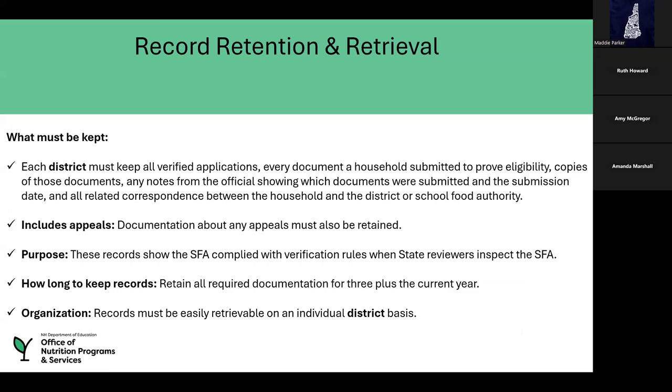What you need to keep: all the verified applications and all the documentation, copies, any notes, documents submitted and the submission dates, all related correspondence between the household and the school district or School Food Authority. Make sure to include appeals, if any. These records show that the School Food Authority complied, and you'll keep these records for 3 plus the current year, and make sure that the records are easily retrievable on an individual district basis.